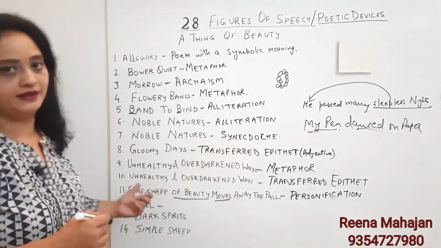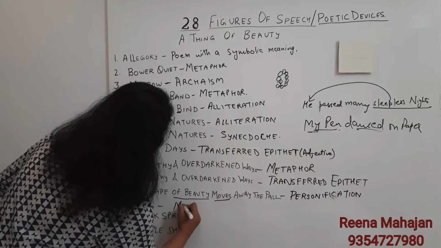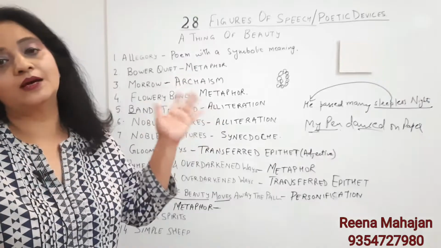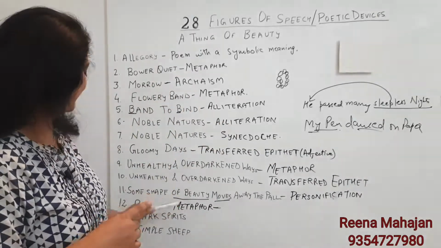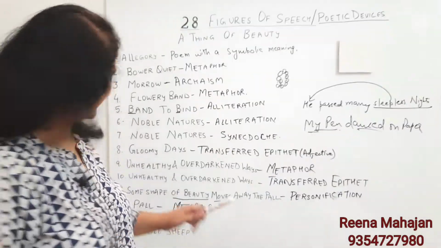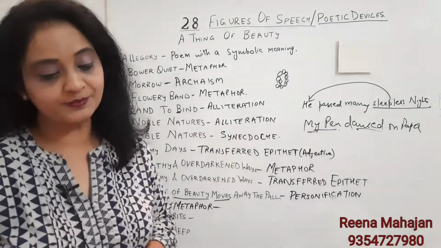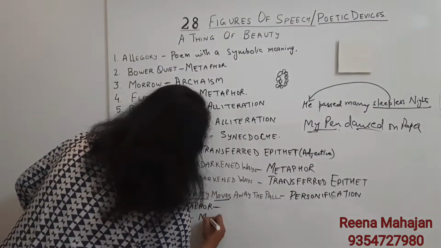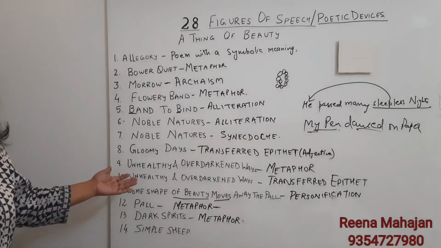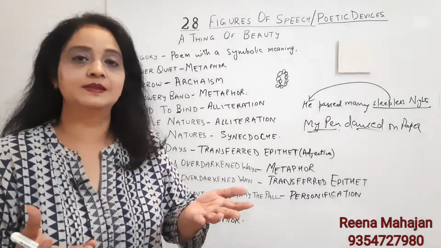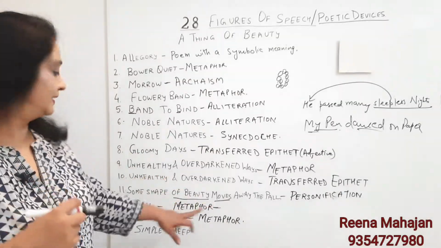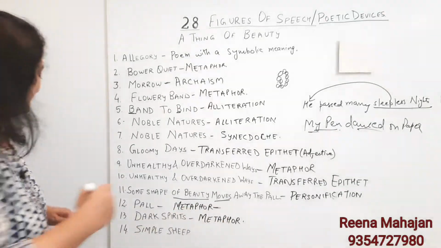Next figure of speech is pall. This is a metaphor. What does pall mean? It means a dark cloud of sadness, right? So here it moves away the pall. The darkness is compared to the sadness of our life, right? So it is a metaphor. Next is dark spirits. Dark spirits is again a metaphor. Why? Again, it moves away the pall from our dark spirits. So comparison has been made to spirits and our soul, ourselves. So dark spirits is a metaphor here.